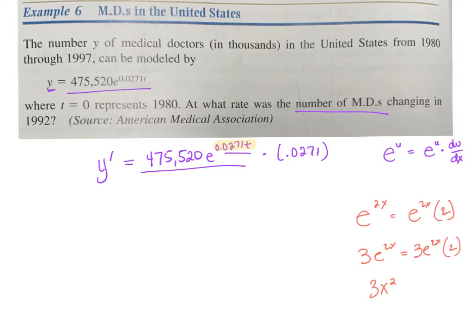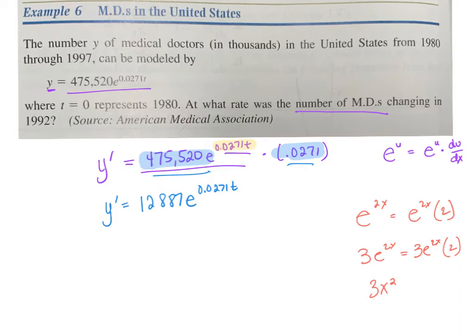Now when you multiply these two numbers, that's where they got the 12,887 e to the 0.0271t. They just multiplied the 475,520 and the 0.0271. So this is where they got their final answer for y prime. That's my derivative, so that's where I can find the instantaneous rate of change. Instantaneous rate of change is the first derivative.